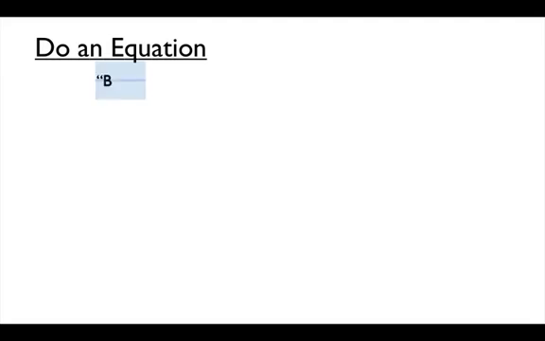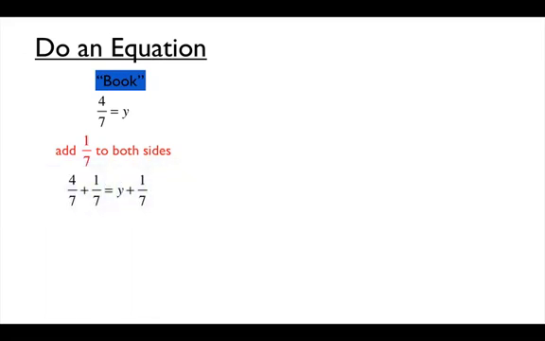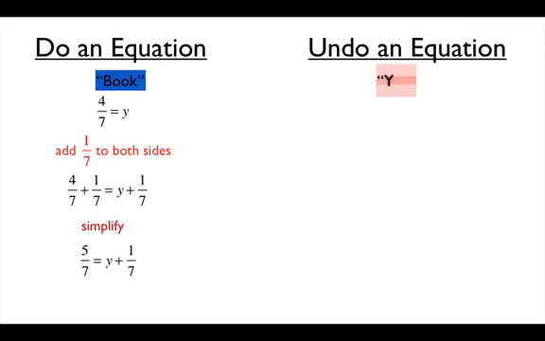Let's look at the next example. Again, this is what the book is going to do. Start out with 4/7 equals y. In this case, they're going to add 1/7 to both sides. They added 1/7, simplified, and this is what they get. So this is the equation that you have to undo. And again, you do not have this information, and you're not even going to be given it, but to solve the equation, you just have to recognize what they did and do the opposite.